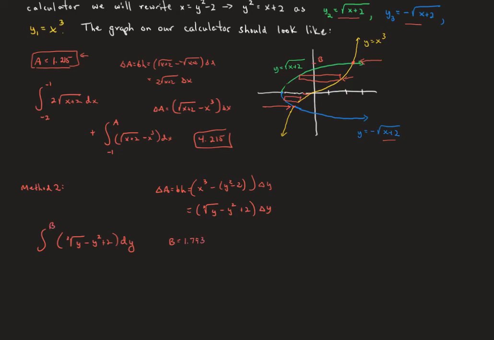So that's going to be our upper limit, and our lower limit is going to be this y value, which we knew the x value was -1, and that's going to also make the y value -1. So we are going to get that integral from -1 to that 1.793, and you don't want to use the rounded answer. You want to store that value and put it in there, and that should also give us the same result, that the area enclosed by that region is 4.215. Very good.